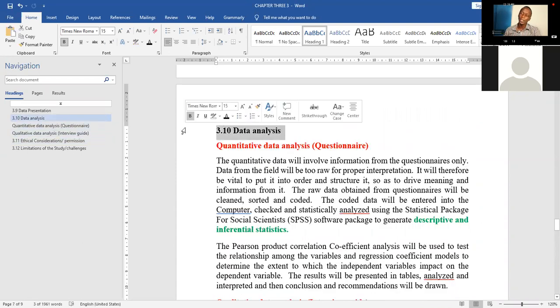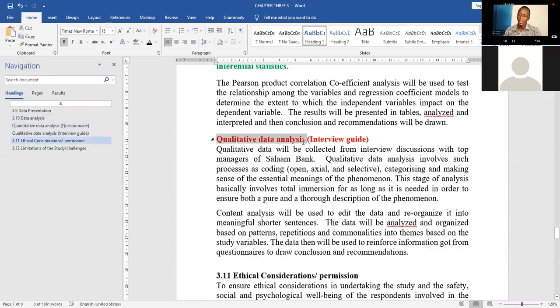Now, under data analysis, we have two types of data analysis. We have what we call quantitative data analysis. Then we also have what we call qualitative data analysis. Okay, there is quantitative data analysis and qualitative data analysis. Let us continue.